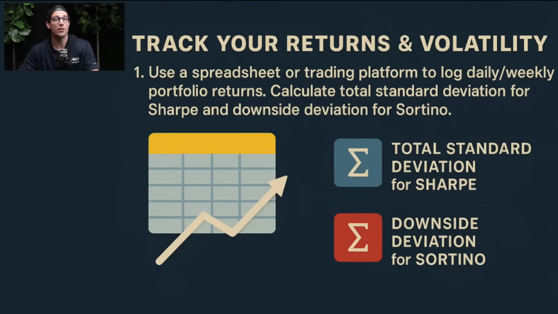How do you implement these ratios in your trading process? First, track your returns and your volatility. Use a spreadsheet or trading platform to log your daily and weekly portfolio returns. Calculate your total standard deviation for Sharpe ratio and your downside standard deviation for Sortino ratio.